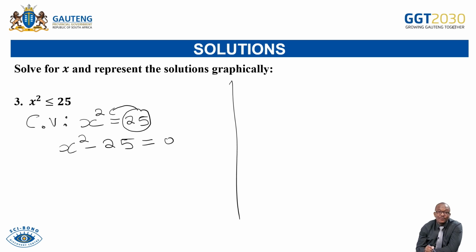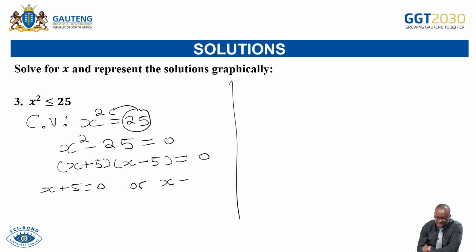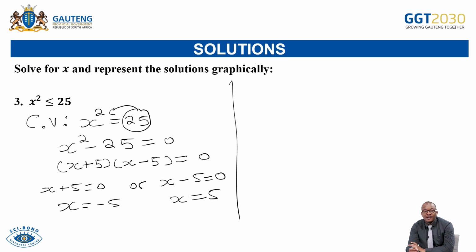Then we can see that we can factorize by using difference of 2 squares. Then we're going to have 5 and 5, the one bracket will be positive, the other one will be negative. Then we use the zero factor rule: x plus 5 is equal to 0, or x minus 5 is equal to 0. Then we know that x will be -5 or x will be +5. So remember, these are critical values.